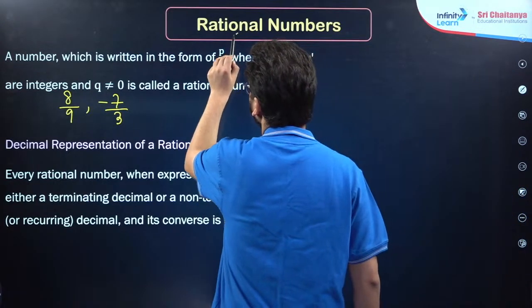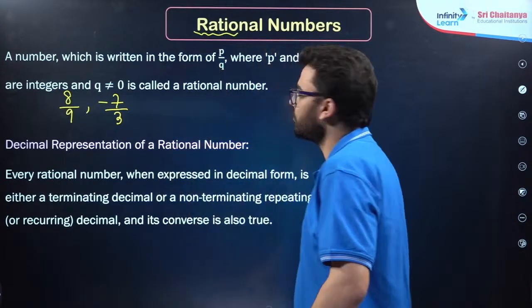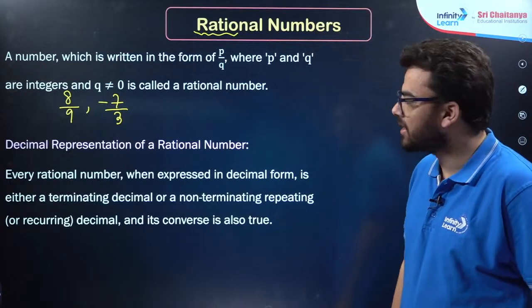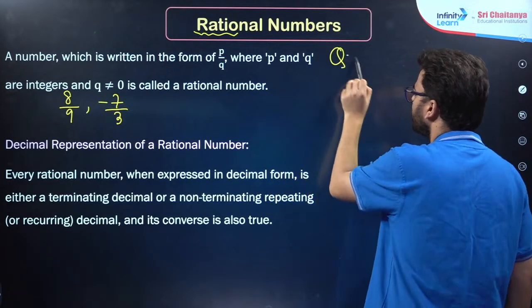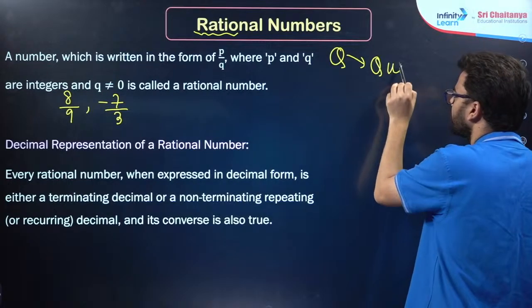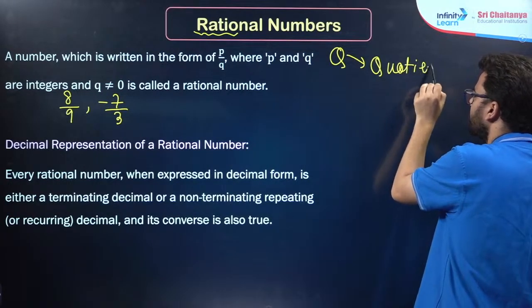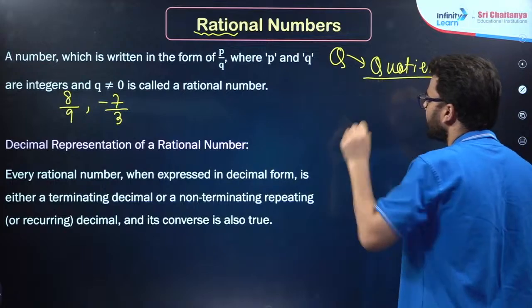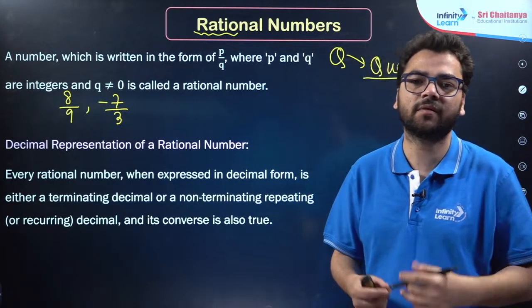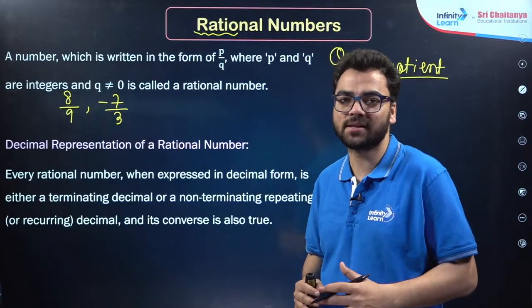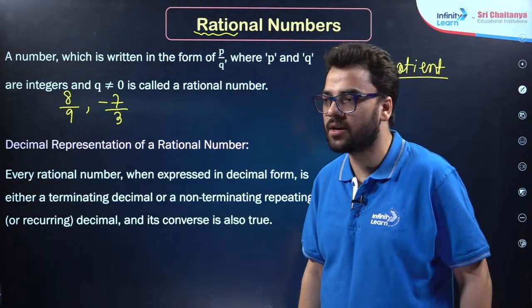Basically, rational comes from the word ratio only. And the collection of all rational numbers is represented by the letter Q. It comes from the word quotient. Quotient means the result of division. Divide something by some other thing, the result is known as the quotient, right?